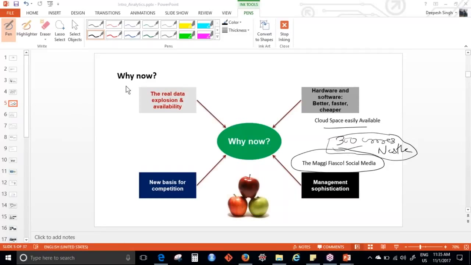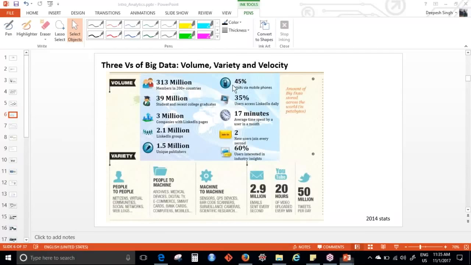So let's move ahead. Okay, so this is a very traditional slide. The three V's of analytics, they are very famous. We already discussed it.